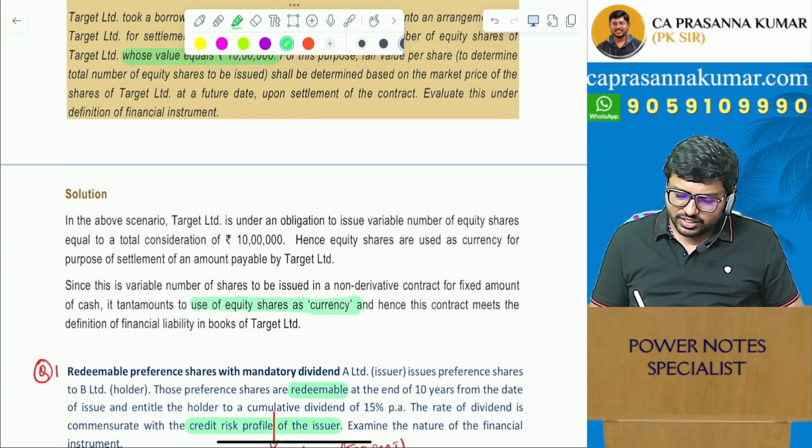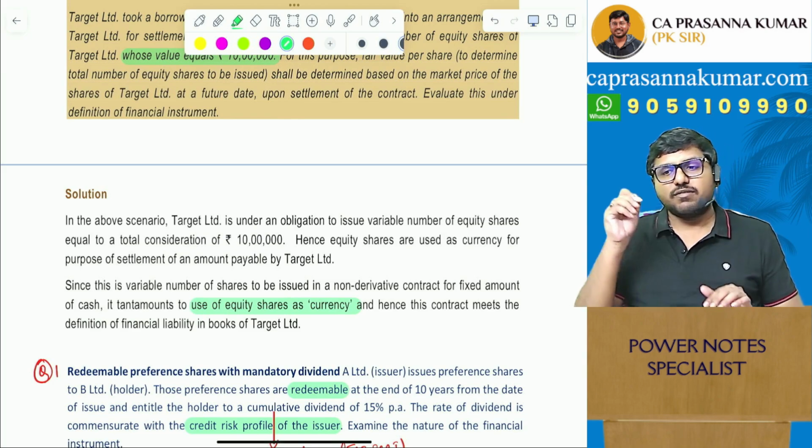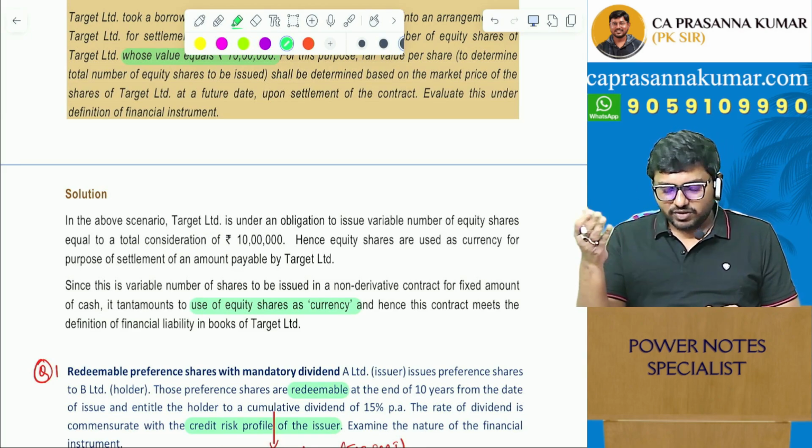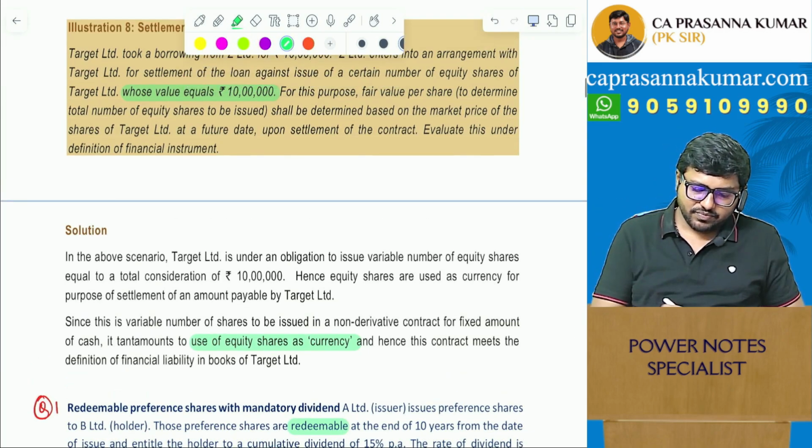Even if you observe these wordings also, what is the wordings? Use of equity shares as a currency. This word also I've used when I was teaching you the concept. You just revise through the concept. If you have revised it, you will remember it pretty easily. Are we done with this?